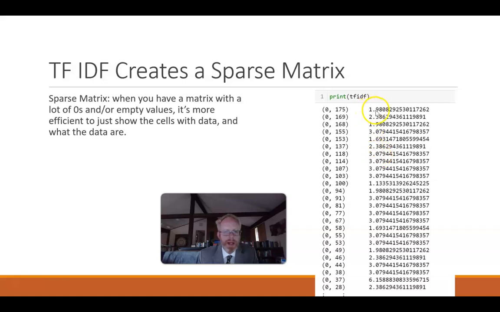So you see 1.98, that indicates a word that is fairly common as opposed to a 3.07. Or even this one here, 6.15, which indicates a much less common word. And a lot of times those are what we're going to want to investigate.